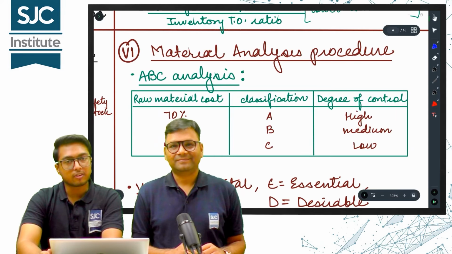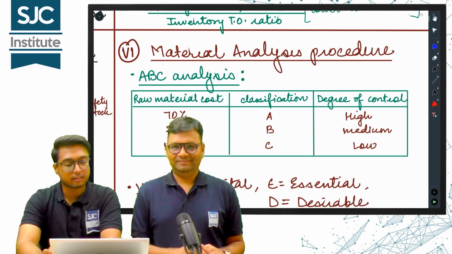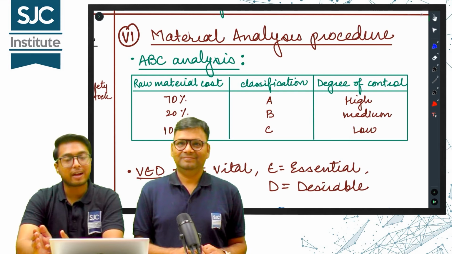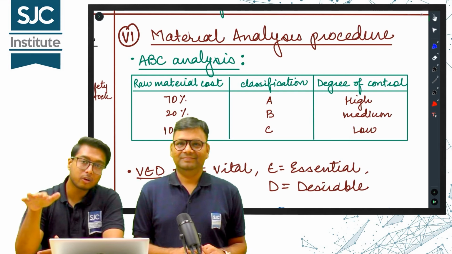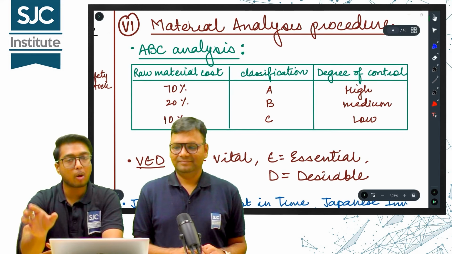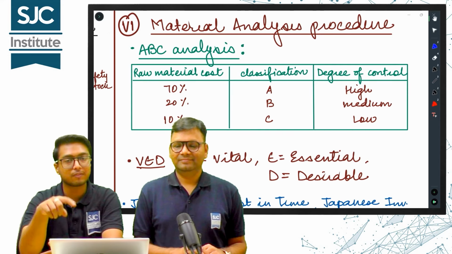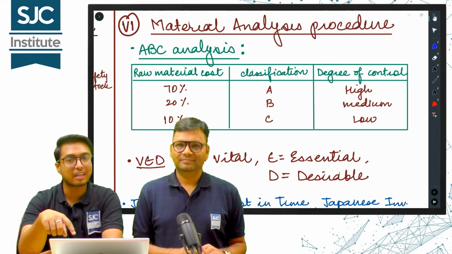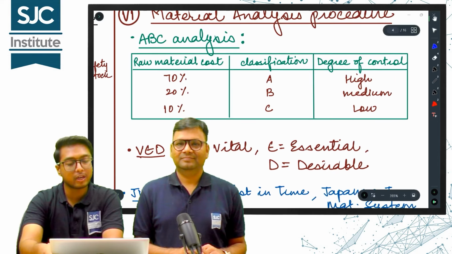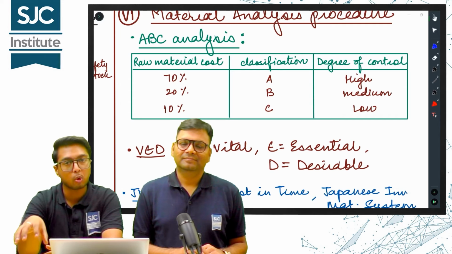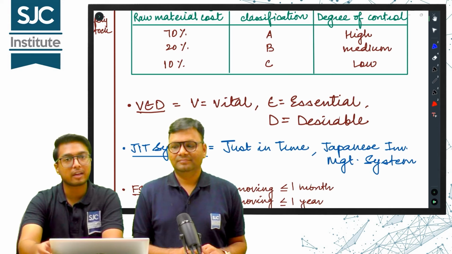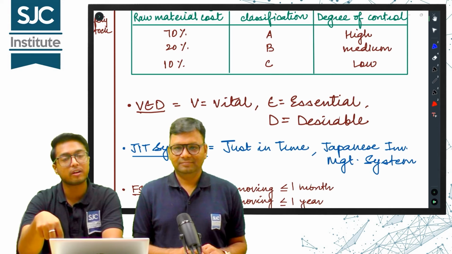Material analysis procedure. First is ABC analysis. Raw material cost, when 70%, it is classified as A, means the degree of control is high here. Now when the raw material cost is only 20%, we classify the item as B, means here we have to take moderate control. And when we classify it as C, it is only 10%, means we have to keep a low control here. VED analysis, it is for spare parts, that stands for V is for vital, E is for essential, D is for desirable.